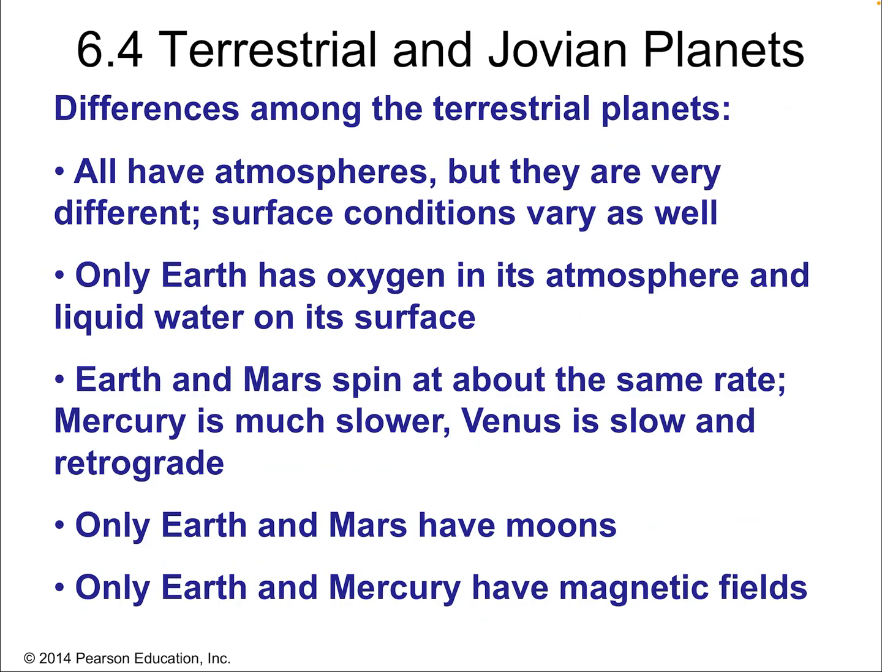Earth and Mars spin at about the same rate, so a day on Mars is about the same as a day on Earth. Very, very similar. Mercury, however, is much slower. It's about 60 Earth days. And Venus is so slow.